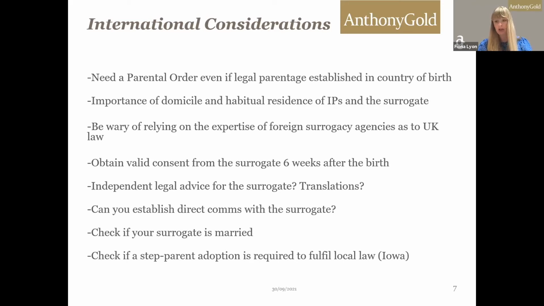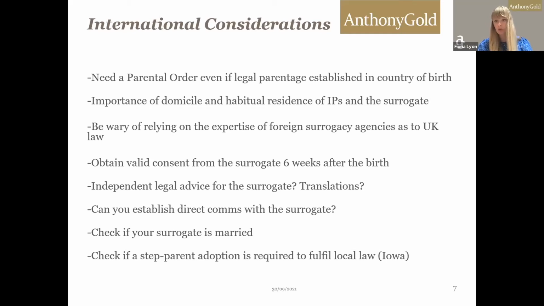Do you need translation of documents? Do you have direct communication with the surrogate? Do you have their phone number? These are things that may seem obvious, but when you have an agency acting for you, they will quite often be the point of contact rather than the surrogate themselves. You also need to check whether the surrogate is married, which again is going to come into immigration that Sarah's going to cover. That's very, very important.